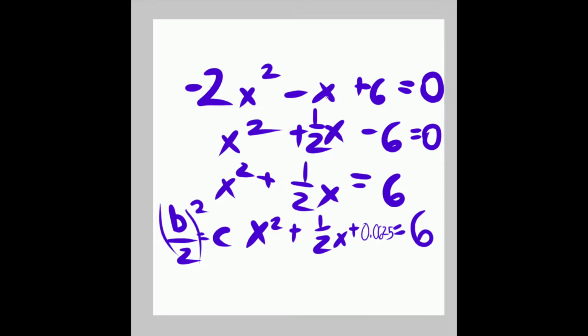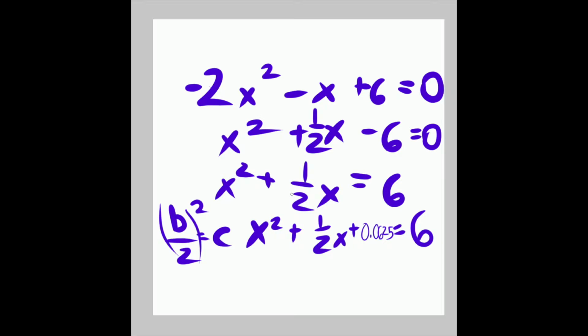First, we have to divide by the coefficient so that there is only 1 of the x squareds. It will be impossible to use this strategy if you have a coefficient more than 1 on the a term. When we do this, we get x squared plus 1/2 x minus 6 equals 0.